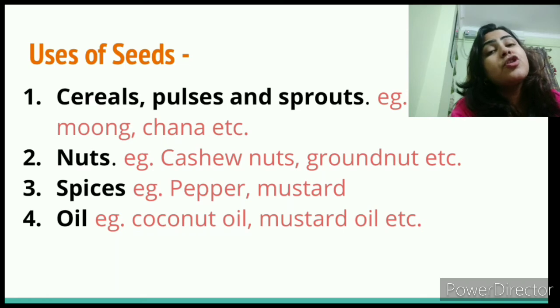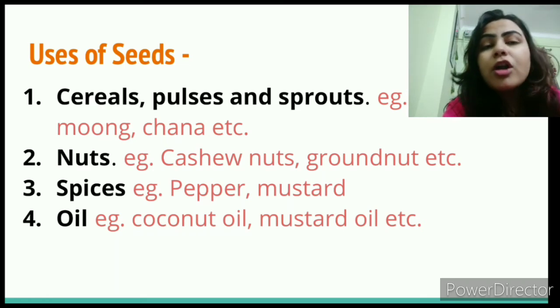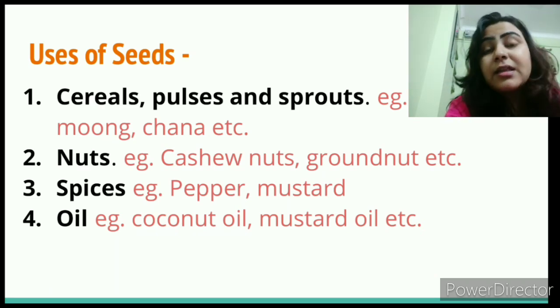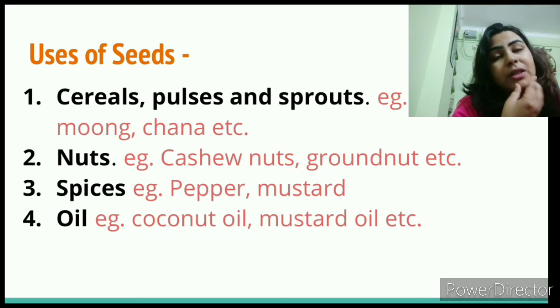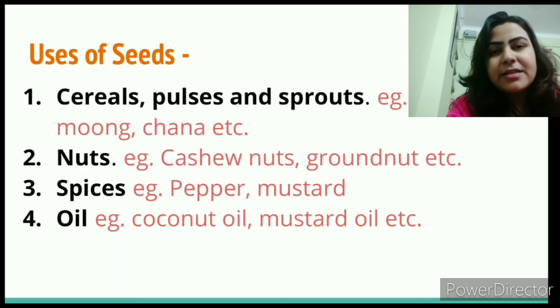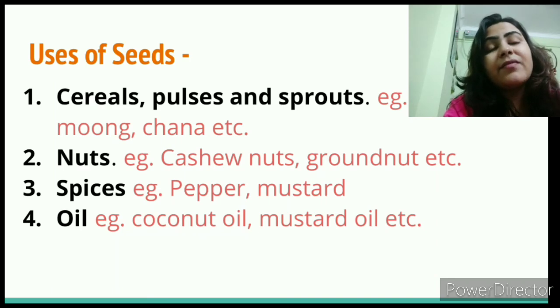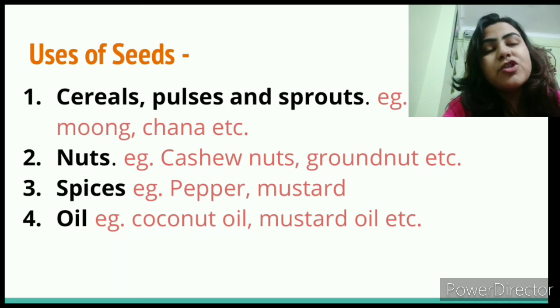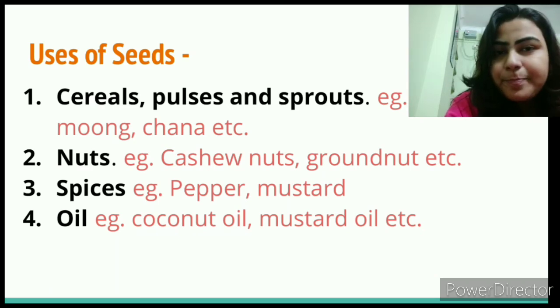Next, seeds are also used as nuts. The so-called dry fruits that we eat are also nothing but the seeds. The cashew nut, the almond, the walnut, all these are the seeds of the plant. Seeds are also used as spices, like black pepper, white pepper, and mustard. These are the seeds which make our food spicy.